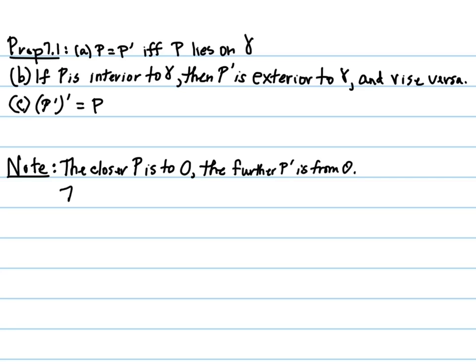And then, of course, the closer P is to gamma, what's going to happen? Now the same thing, right? The closer P prime will be to gamma. Okay. Seems okay so far, right? You actually did almost all of that in your GeoGebra stuff, so that shouldn't sound or feel foreign at this point. Let's look at proposition 7.2.